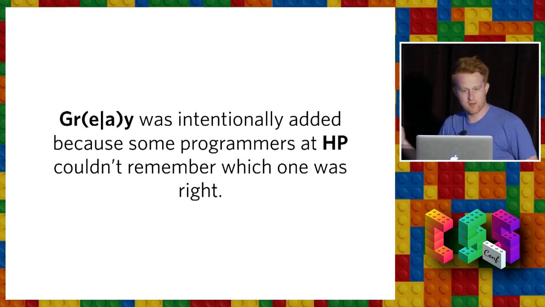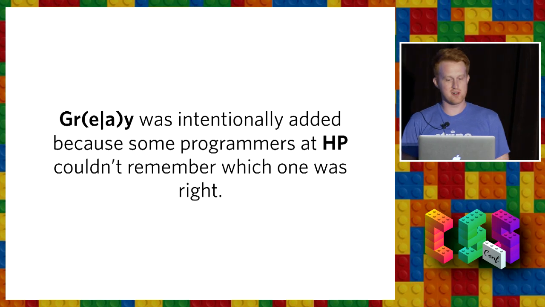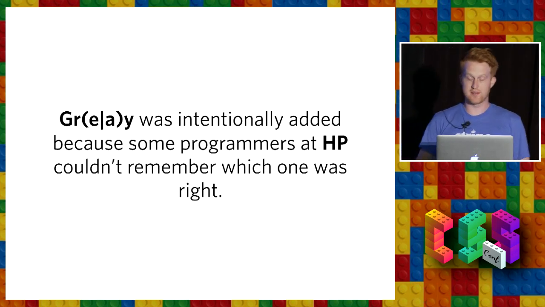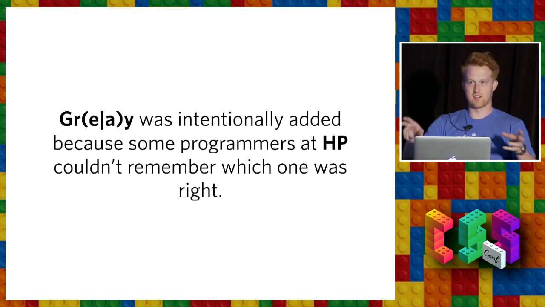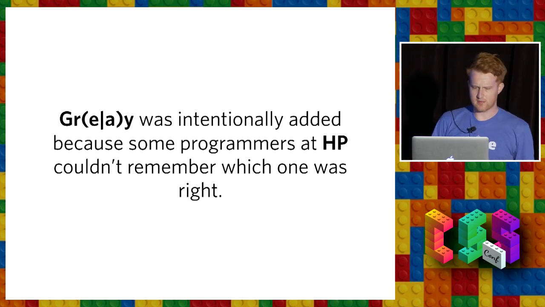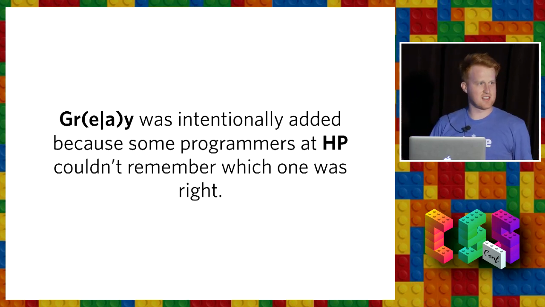Gray, spelled both ways, was intentionally added because some programmers at HP couldn't remember which one was right. For the record, in the States, it's A, and in England, it's E. So America and England, they start with the right letter for you. This was all domestic at the time, though, so it should have probably never made it in.